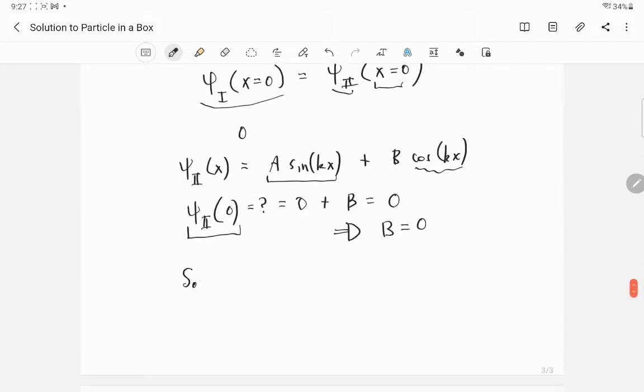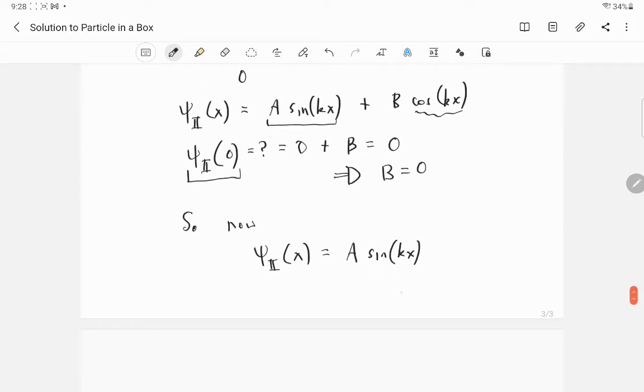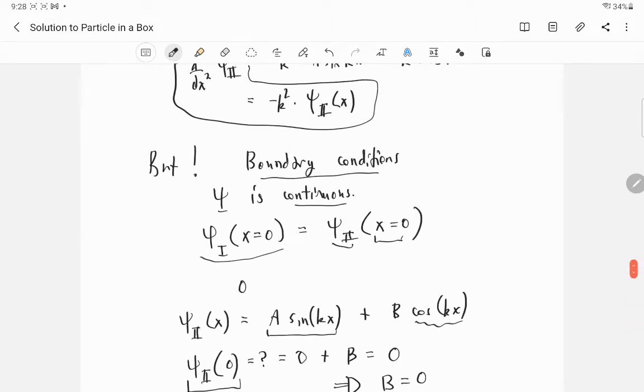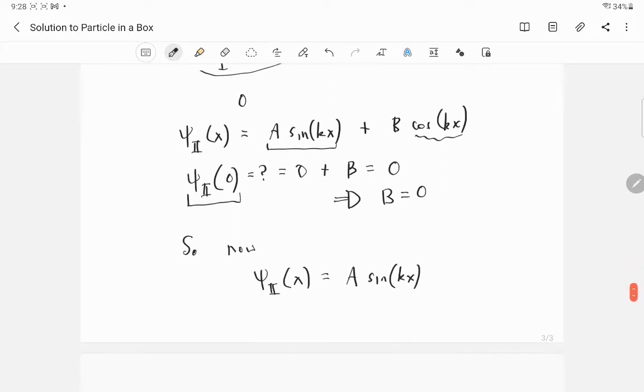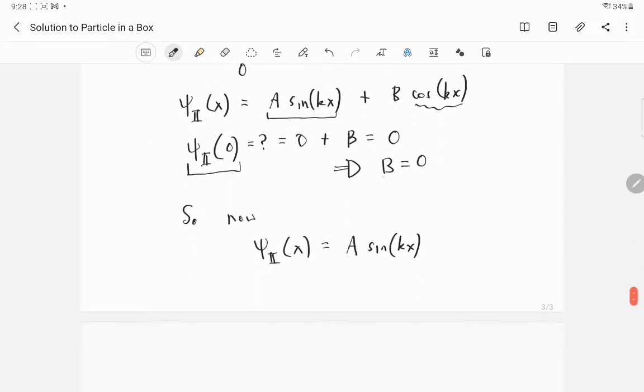Now we've actually got a big committing statement. We now know, because of the boundary condition, that the wave function can only look like this. There's no more cosine term. That cosine term is impossible because of the continuity condition. So it tells us that we cannot have a cosine shape in our wave function in region 2.